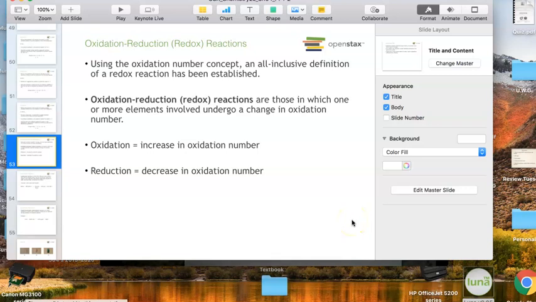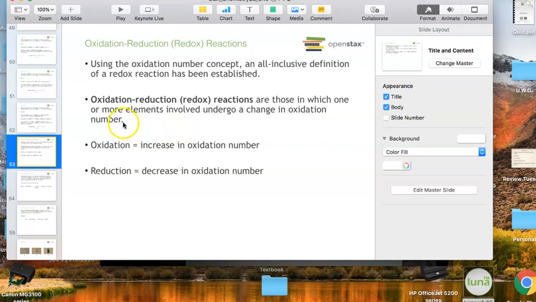Okay, so previously we were looking at oxidation numbers and how to assign oxidation numbers for elements in a compound, and so now we're going to talk about oxidation reduction reactions. Oxidation reduction reactions are reactions in which elements are undergoing a change in the oxidation number. So you should be familiar with what oxidation numbers are. That's what we did in the previous exercise.